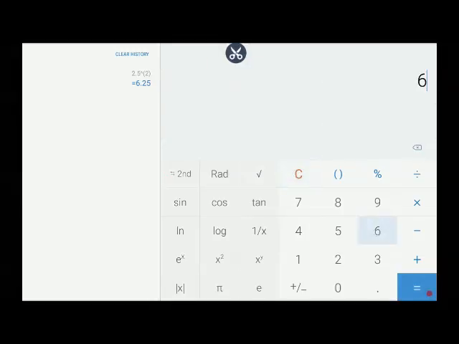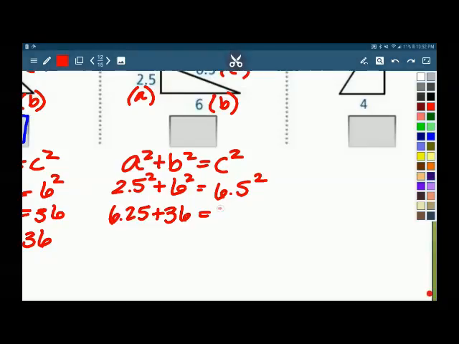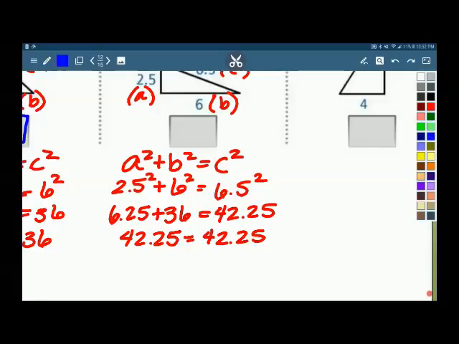Okay, well, 6.5 squared is equal to 42.25. When I do 6.25 plus 36, I do in fact get 42.25. Okay, you can check that in your calculator. Type 6.25 plus 36. You're going to get 42.25. So this triangle is, yes, a right triangle.